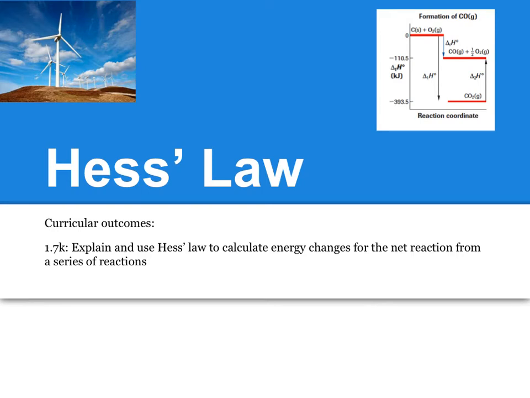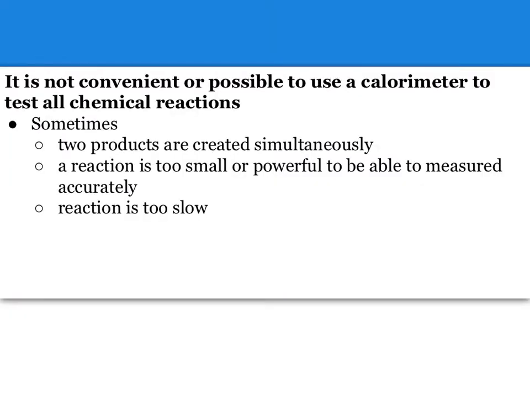Hess's Law is section 11.4 in your textbook. Calorimetry is what we've done so far to measure enthalpy, but it's not always possible to use a calorimeter to measure the enthalpy changes in all reactions. There's a few different reasons why we might not be able to use it.